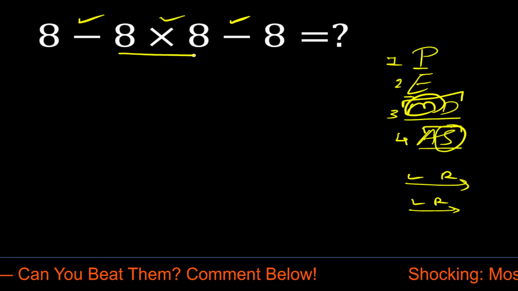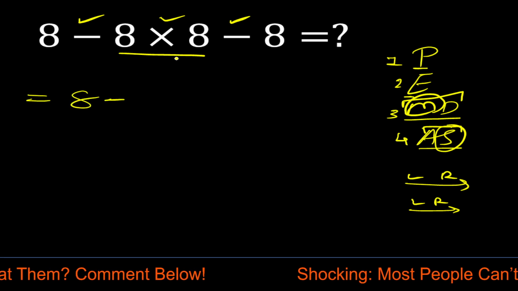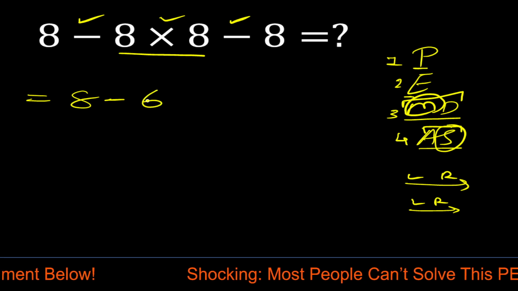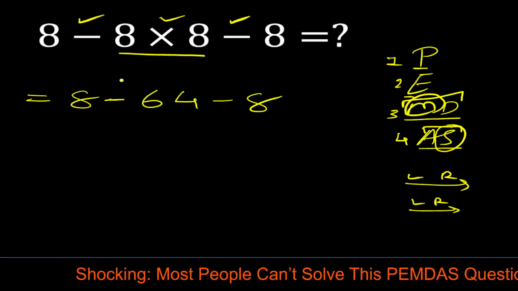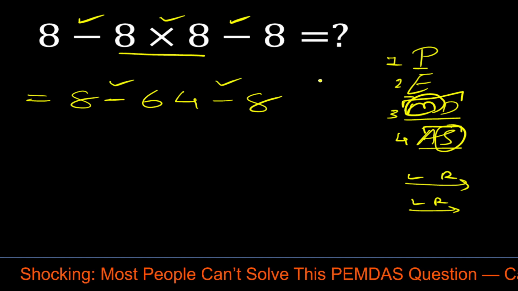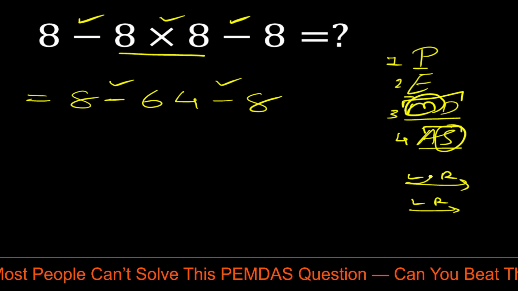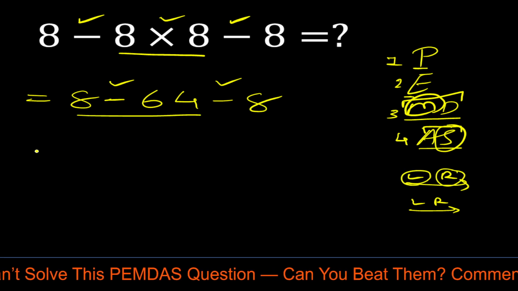So first we have to solve this multiplication. So 8 minus, now solve this multiplication first. 8 times 8 is equal to 64 minus 8, right? Now here we have subtraction and here subtraction. And both have equal priority, so we have to solve it from left to right. So first we have to solve this subtraction, right?